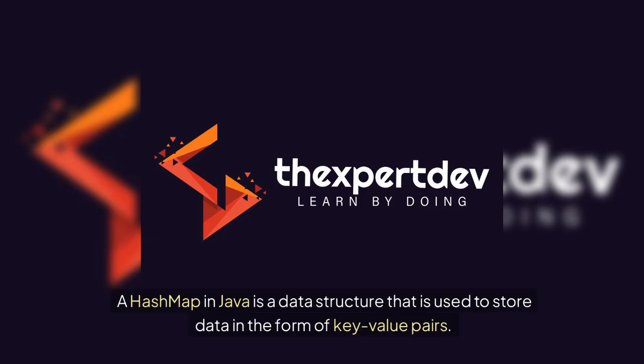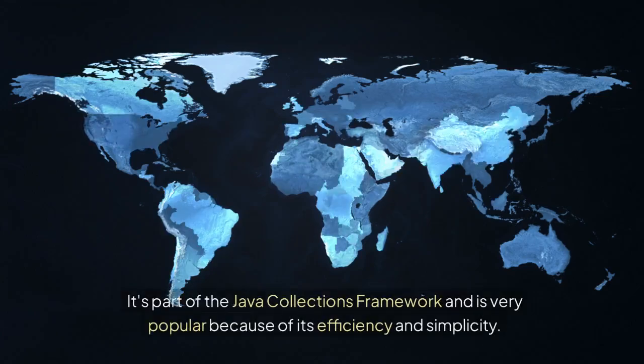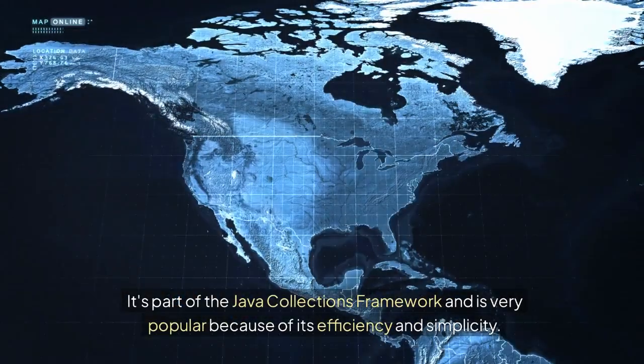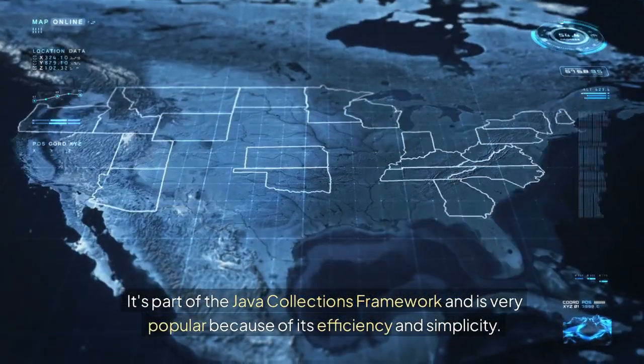A hash map in Java is a data structure that is used to store data in the form of key-value pairs. It's part of the Java collections framework and is very popular because of its efficiency and simplicity.